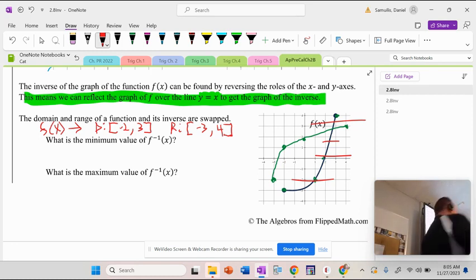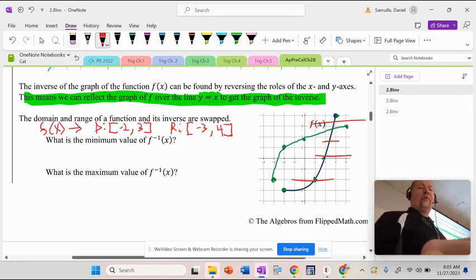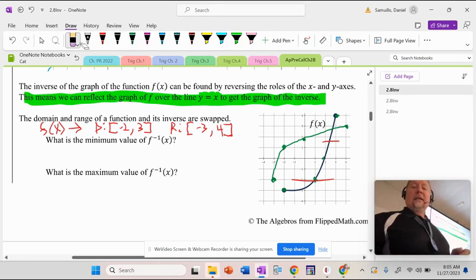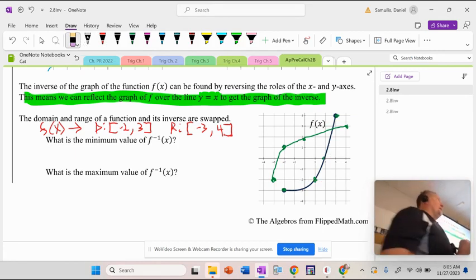But then that means it's invertible. All right, so you do want to check: do you have a function? Vertical line test. Is it invertible? Horizontal line test. All right, but it is. Look at the green, it passes the vertical line test, so you're good.